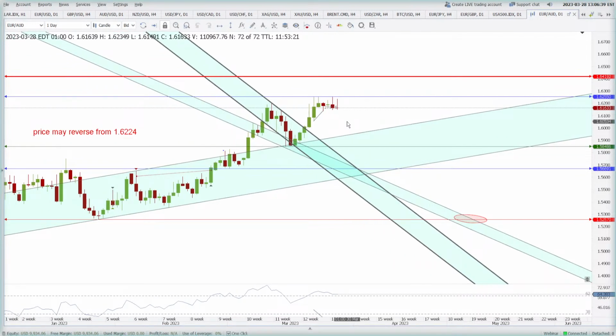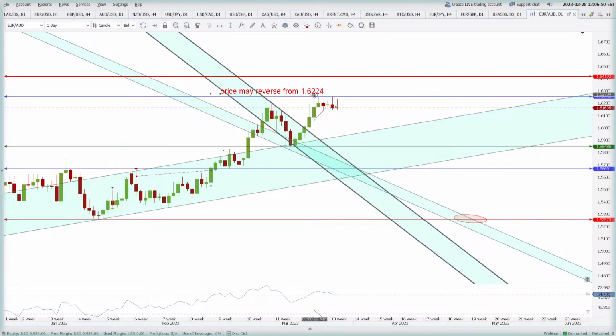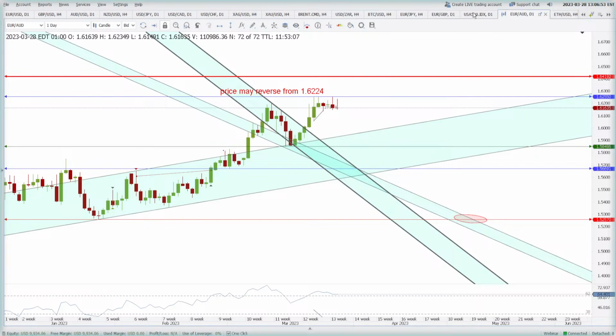mine. Okay, like I said, price may reverse from 1.6224. So this is the level from where I am expecting the price to reverse. So let us switch it here. All right, here. Let's see how the things unfold, guys.